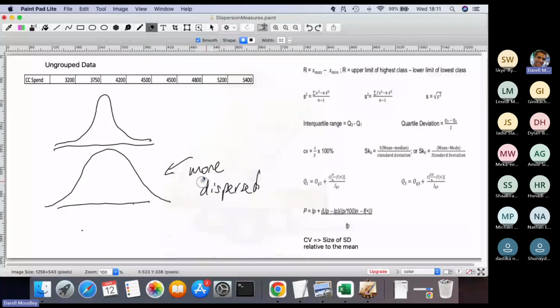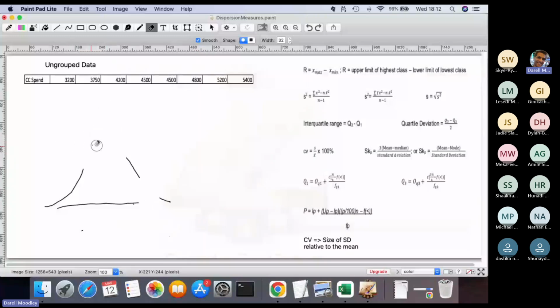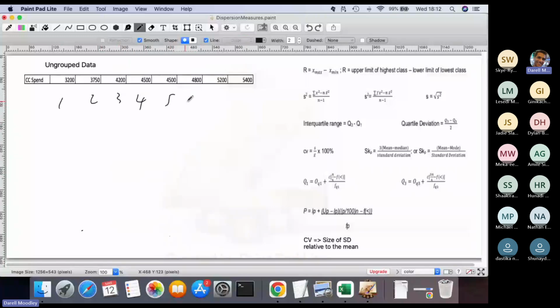First, we're going to do it for ungrouped data, and then for grouped data. So let's look at ungrouped data as an example, the data you have at the top there for credit card spending. We have 1, 2, 3, 4, 5, 6, 7, 8 data points. In other words, we have the spending of 8 people, and we track their credit card spending for the month.